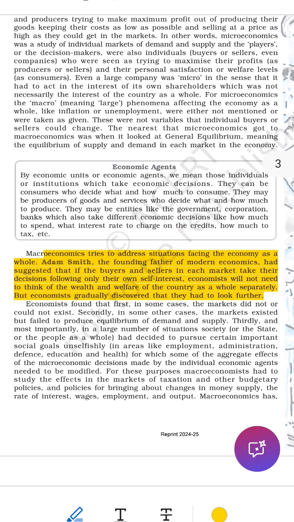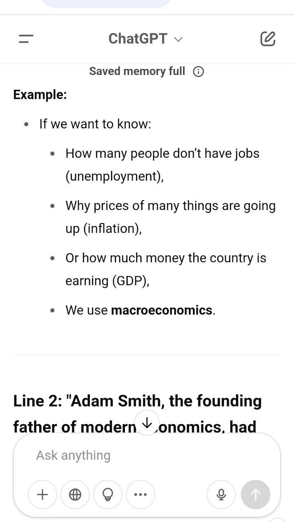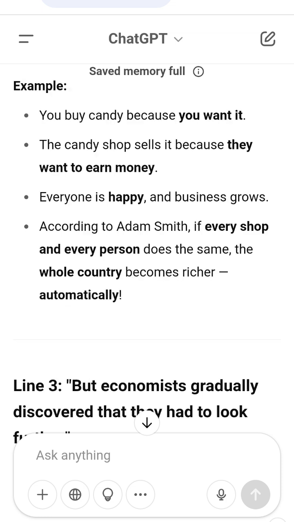Big picture summary. Macroeconomics is about the big money picture of a country. Long ago, Adam Smith said, if every person and shop just does what's good for them, the whole country will benefit. But later, economists realized that's not always true. Sometimes big problems happen even when everyone is trying their best. So we need macroeconomics to study and fix problems like unemployment, inflation, country's total money, government spending, economy slowing down.